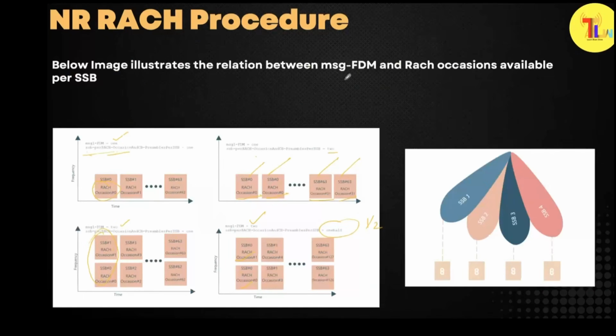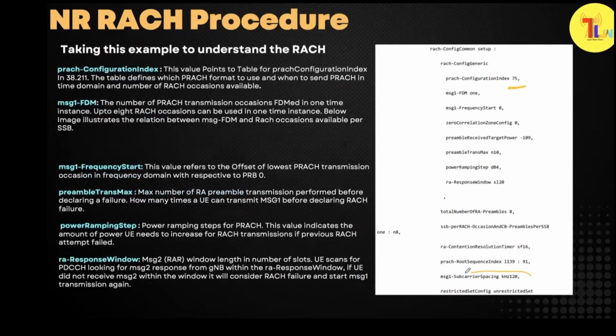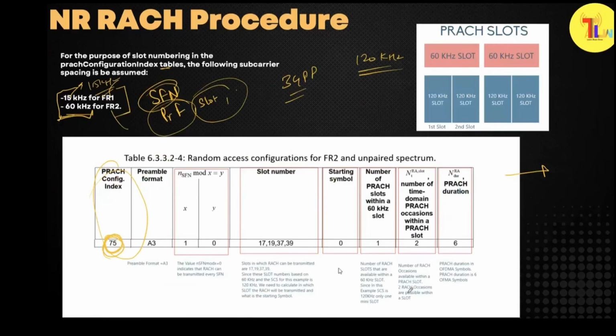We have seen this over here. This is our case: message one subcarrier spacing is 120 kilohertz. According to this, the table is for 60 kilohertz because it is FR2. You can see PRACH config index is 75. Preamble format we are using is A3. We have different preamble formats; I may be able to show you in Google or somewhere. Then we have this, your SFN.